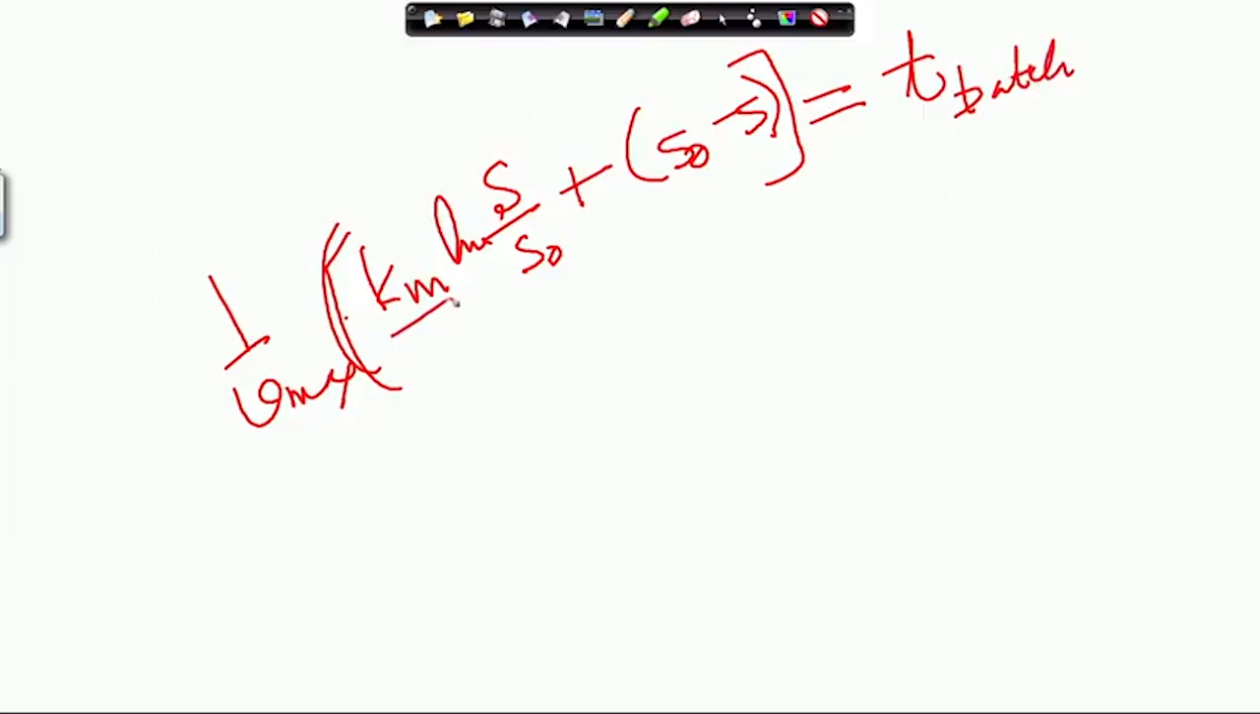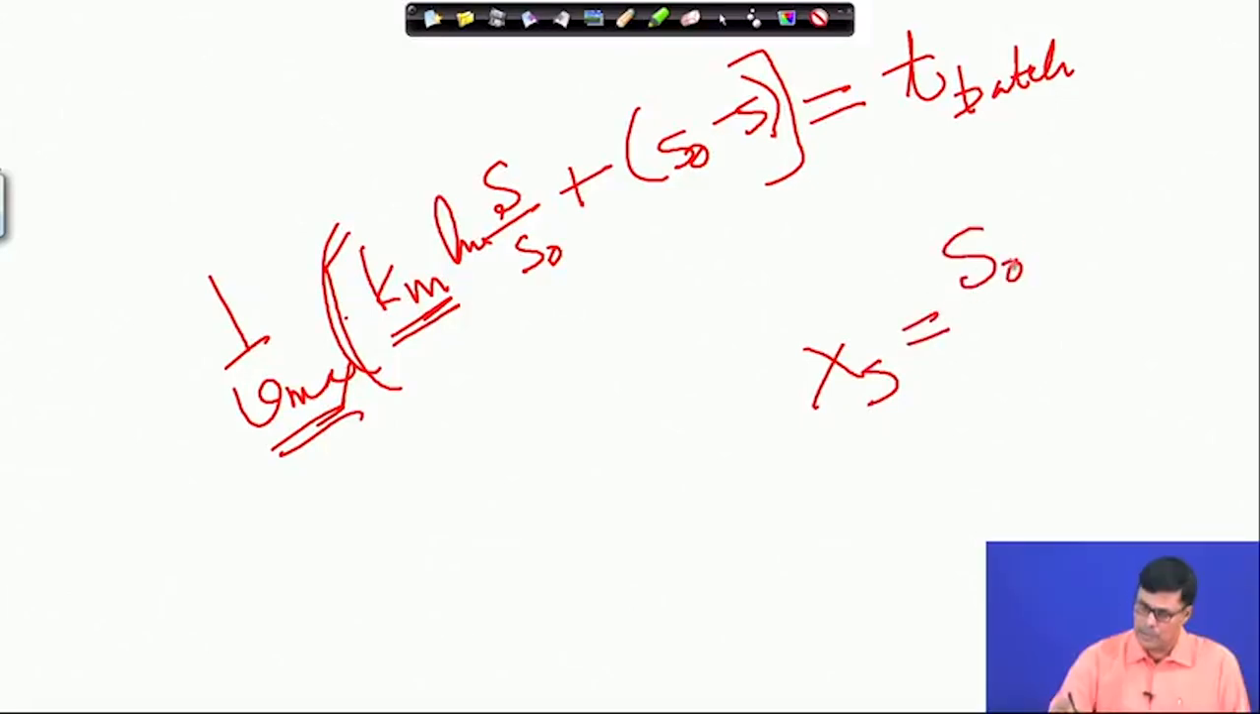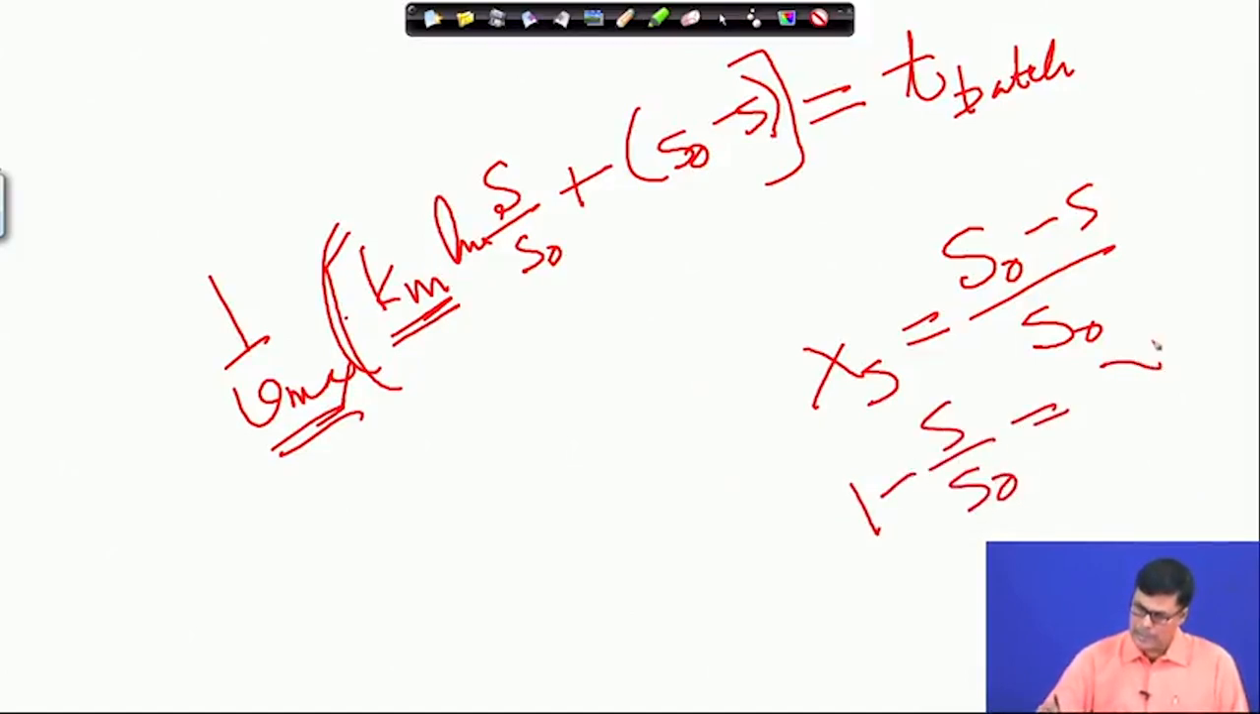So if you know the value of Km and Vmax, and you know the percentage of substrate consumption, then you can easily find it out. Now, one thing I want to point out, sometimes we can express in terms of XS. XS is what? The fraction of S that is converted. We can express it as S0 minus S by S0. Am I right? This is the fraction of S that is converted. Now, I can write this as 1 minus S by S0 equal to XS. So, I can write S by S0 equal to 1 minus XS.